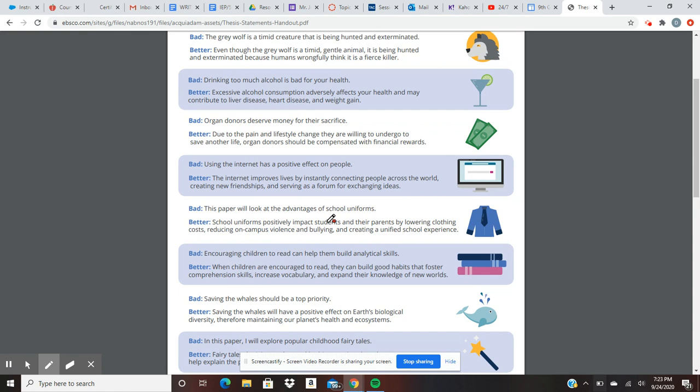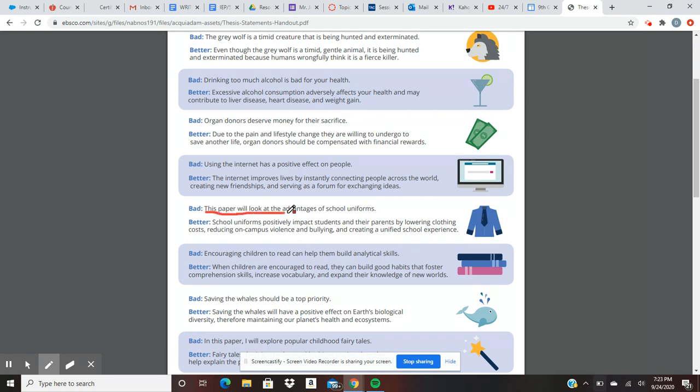But two, you want to give some clear examples that you can go into detail about in the body paragraphs of the essay. So let's look at a few and then we'll talk about why they are good and bad thesis statements. So the first thing is right here, and we'll look at this one. This paper will look at the advantages of school uniforms.